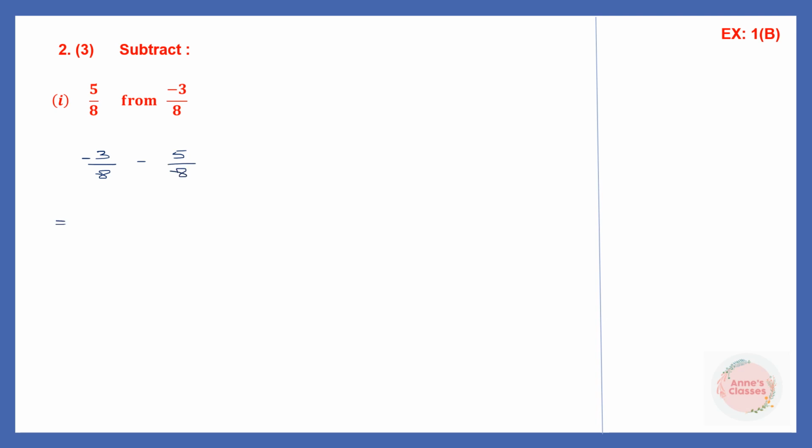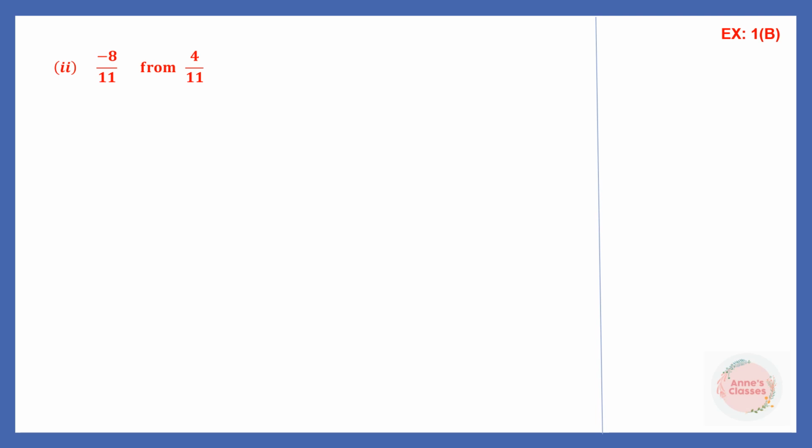Now here we have to find the LCM, but as you can see, these are like terms, both have 8 as the denominator, so that is the LCM. Since that is the same, even the numerators will be the same. Minus 3 minus 5. Now minus 3 minus 5, signs are the same. So we put the same sign and we add. 3 plus 5 is 8 and denominator is also 8. 8 by 8 is 1. So the answer here is minus 1.